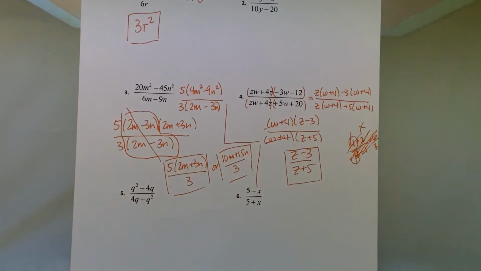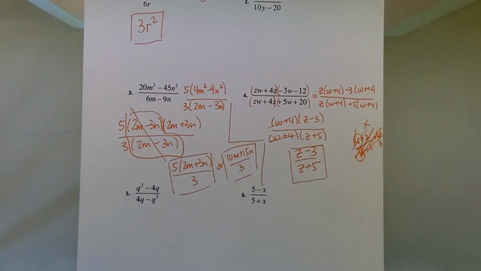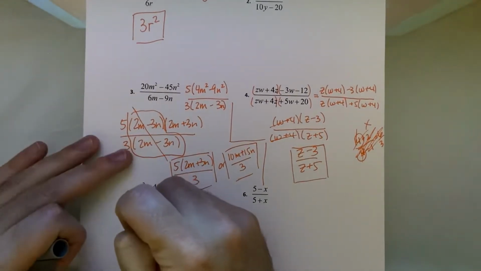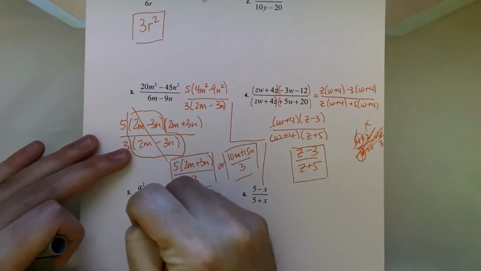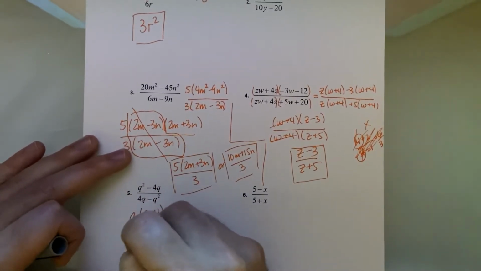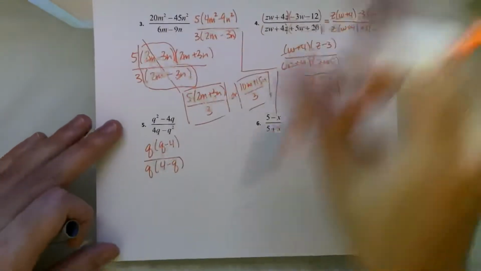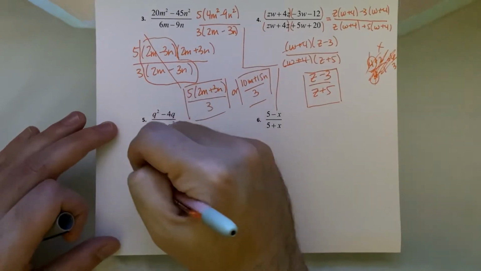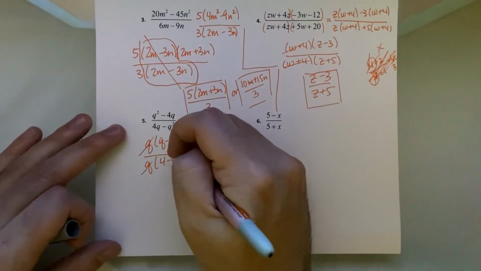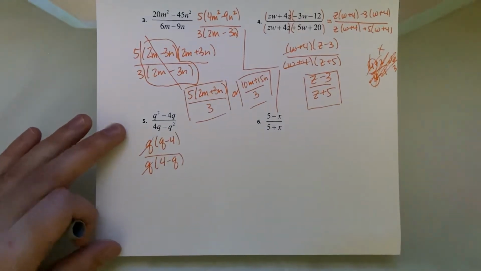Now we'll also look at number 5. Q squared minus 4Q over 4Q minus Q squared. This is one of the special occurrences, but we can factor just to make sure. This is Q times Q minus 4 over Q times 4 minus Q. Now we know that Q over Q can cancel. Now Q minus 4, 4 minus Q, those are our opposites that go to negative 1.